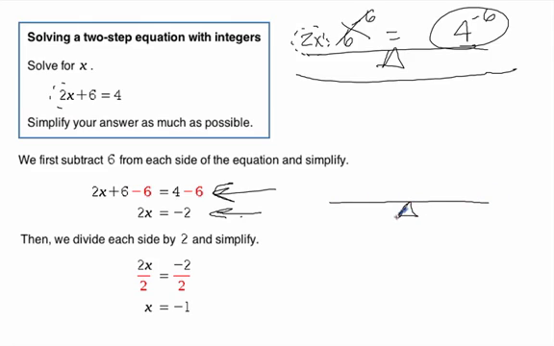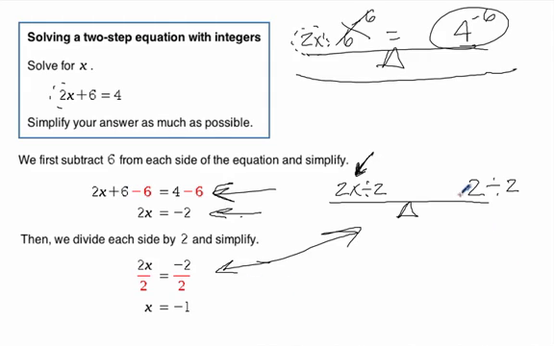Now we have a new balance. We have a 2x on one side and a negative 2 on the other. We want to get just the x. So what's happening to x is it's being multiplied. How do we undo multiplication? Well, we divide. We divide by the coefficient. We divide by that 2. Of course, we have to divide by the 2 on both sides. That's what's shown right here. So these are the same, just a different way to look at it.